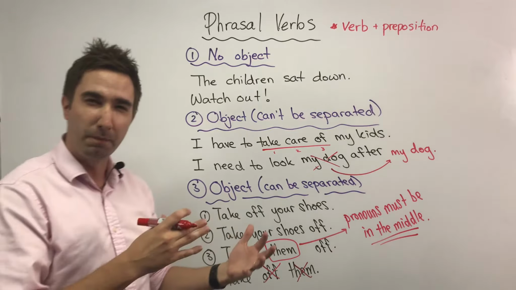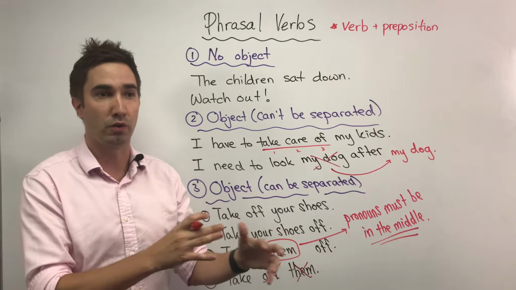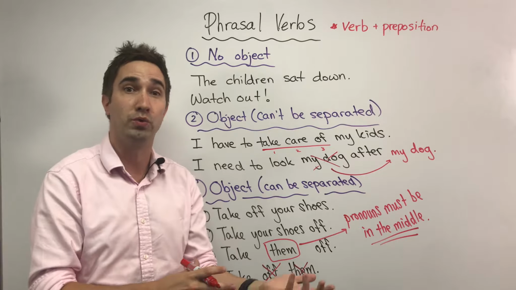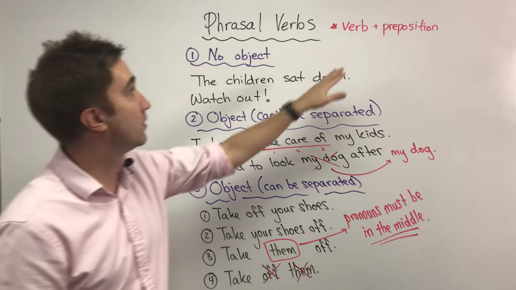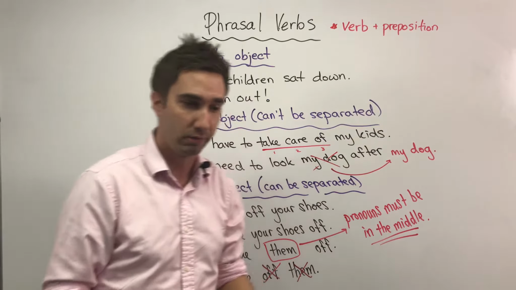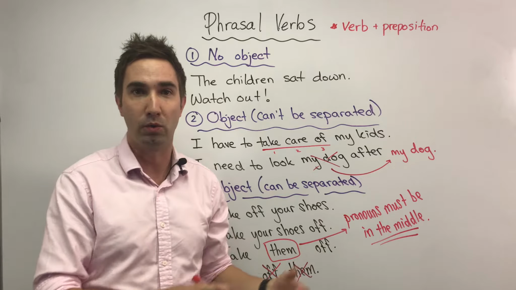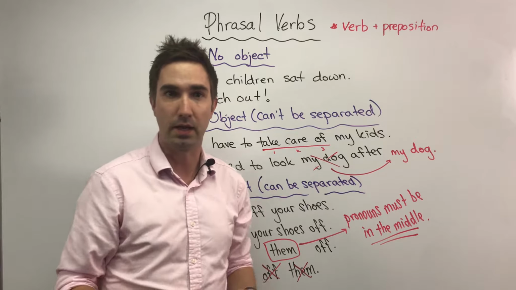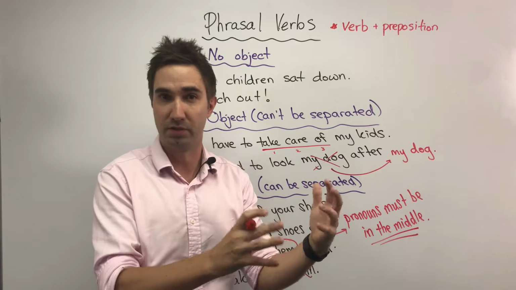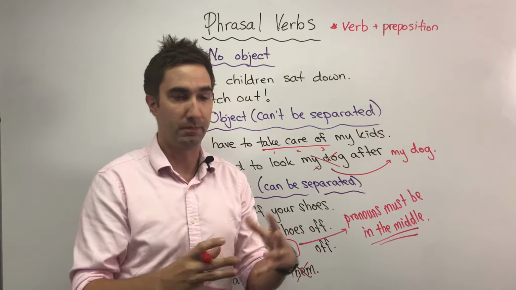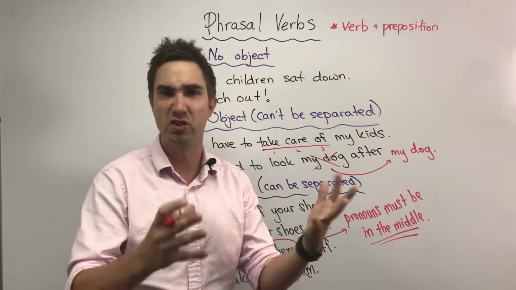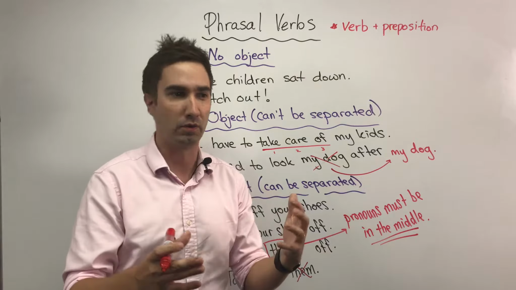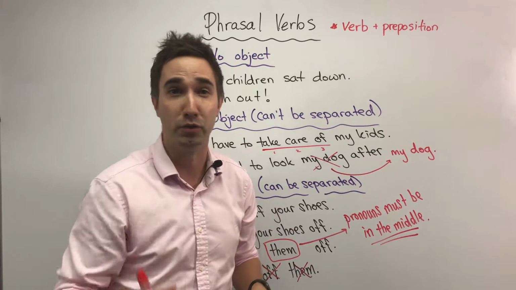But here we're talking mostly about their positioning, or if they have an object or don't have an object. So as you know, a phrasal verb is a verb plus a preposition. So sit down, go out, pick up, things like that. Anytime we have a verb plus a preposition or a particle, that's called a phrasal verb. And native speakers, we use those to change the meaning of some words or just to make you confused.